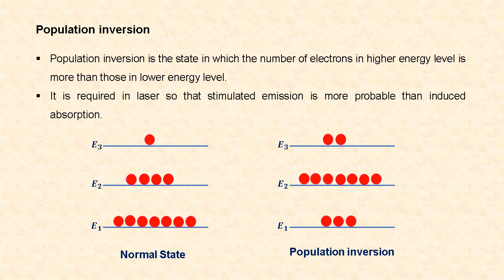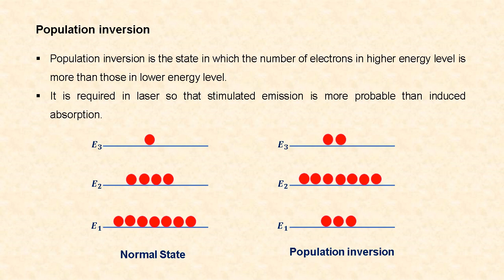But in the population inversion state, the probability of a photon causing stimulated emission is more than absorption because more atoms are in the higher energy level, thus causing amplification of light. Hence, population inversion is an important principle in laser so that stimulated emission is more probable than induced absorption.